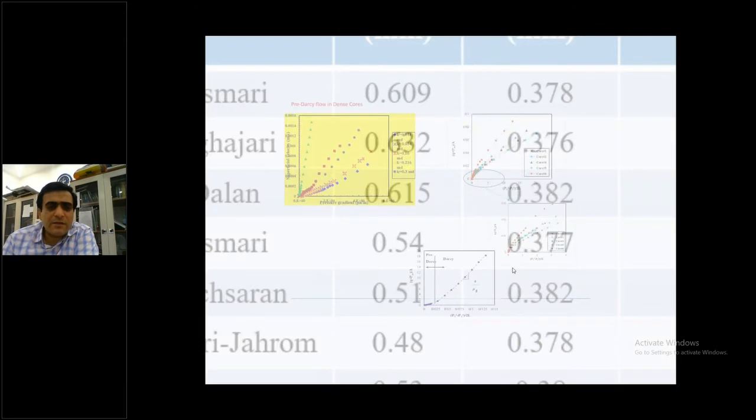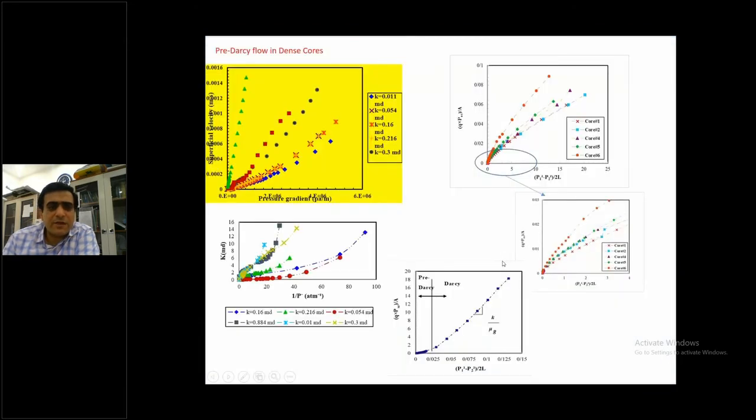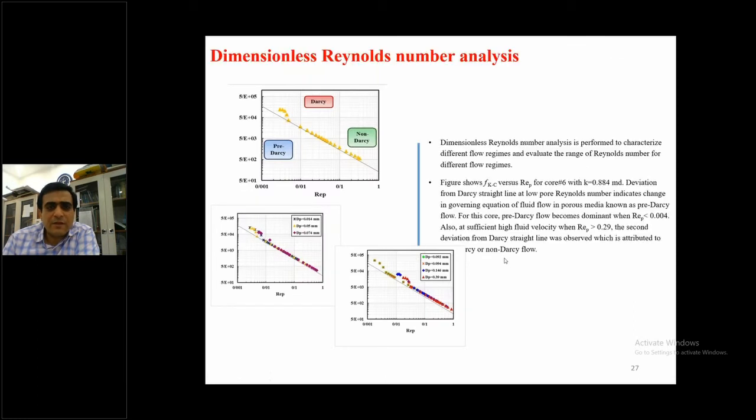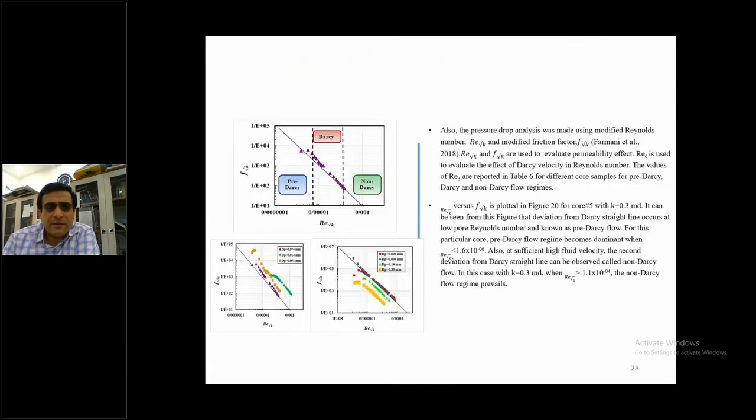And here you can see the results of the pre-Darcy flow in dense cores. And here is the analysis of the dimensionless Reynolds number, and then you can distinguish between the pre-Darcy, Darcy, and non-Darcy flowing conditions for dense samples. So we can conclude that the pre-Darcy flow may be observed both in the loose and unconsolidated and in the consolidated and dense sand core samples.